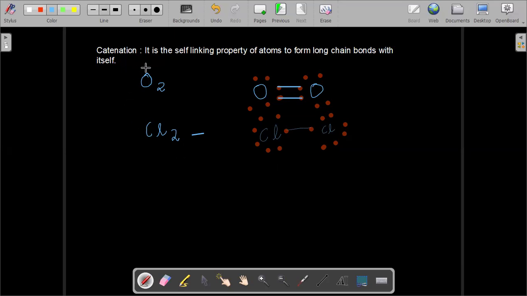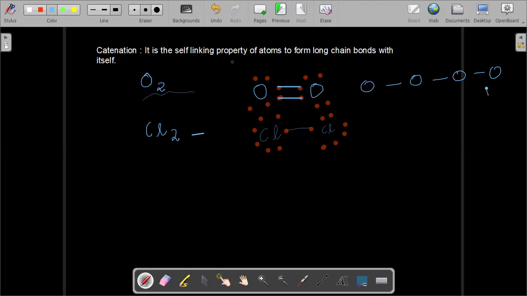So we are discussing catenation. See, why has oxygen combined with only one oxygen? Can something like this happen for oxygen also? Can we have it like this, each oxygen sharing one electron like this and forming a long chain? See, every oxygen's valence is now satisfied. So, is it possible for oxygen to have a long chain of oxygen?